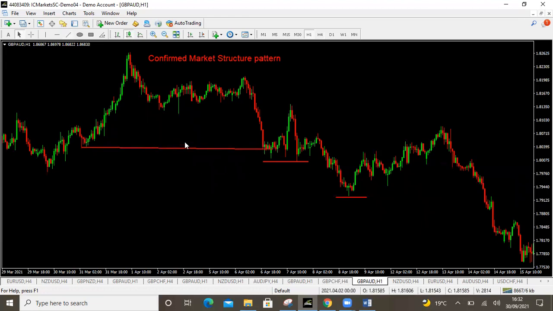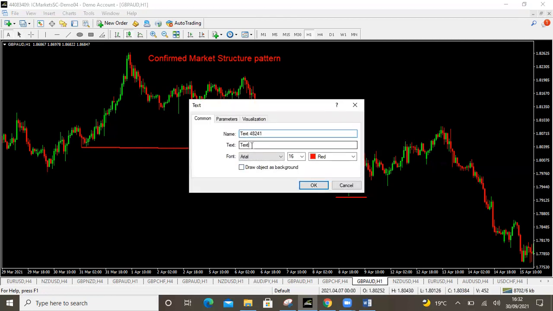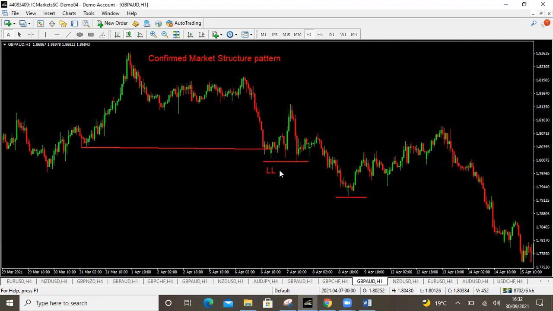So we have break of market structure. So this market structure has been broken. Once it has been broken, it means that it has created our first lower low. So we have our lower low here. Now we have this lower low.